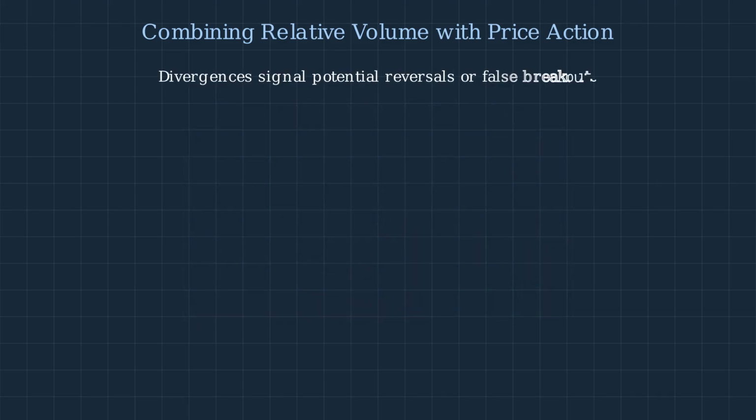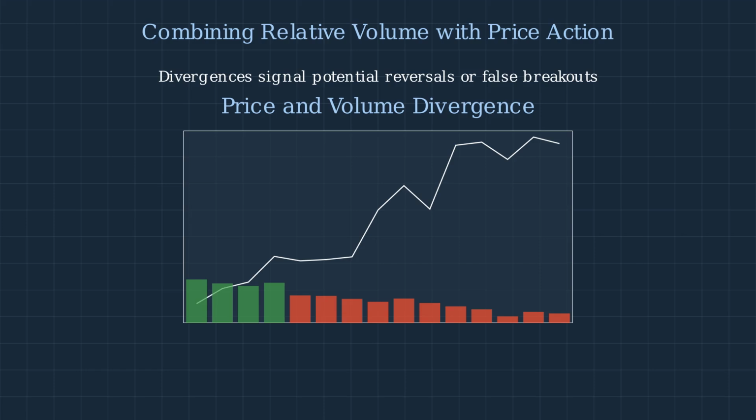Divergences between price and volume can signal potential reversals or false breakouts. When price rises but volume decreases, the move may lack conviction. This can be a warning sign that the price movement lacks participation and may soon reverse or stall.